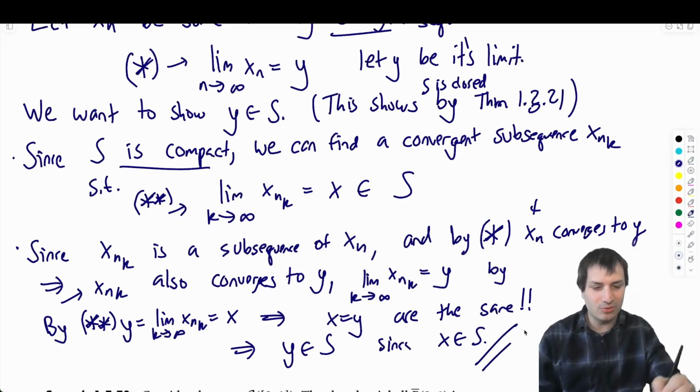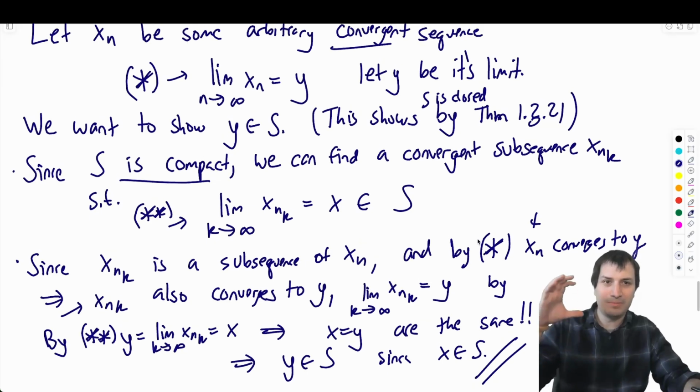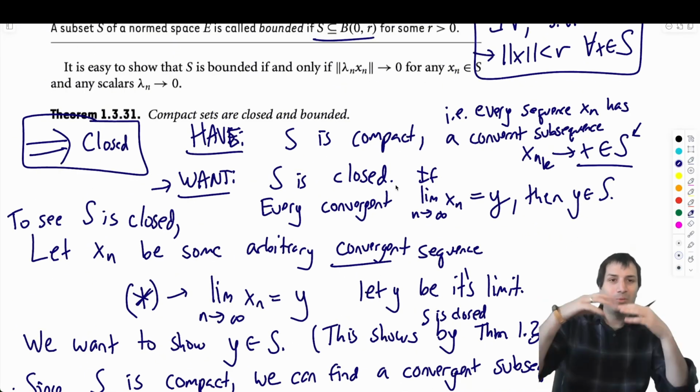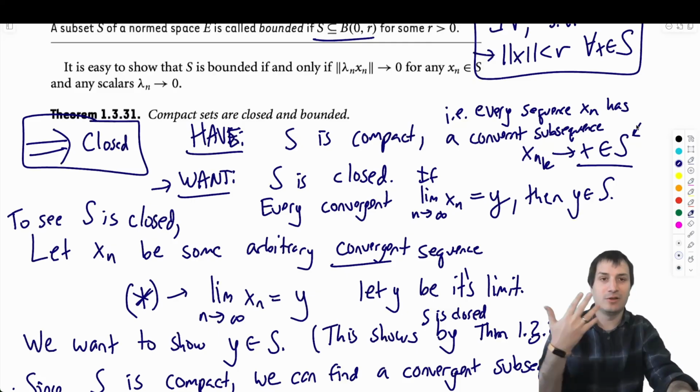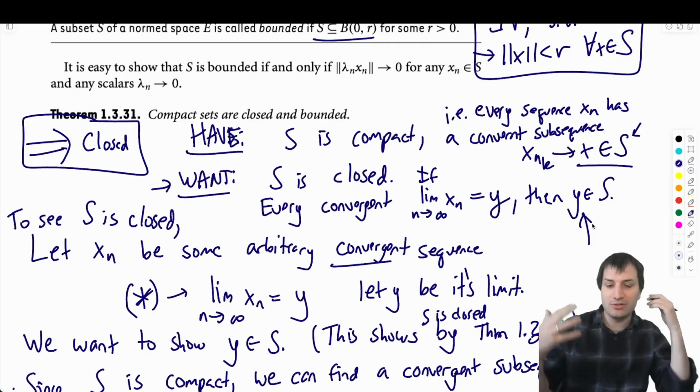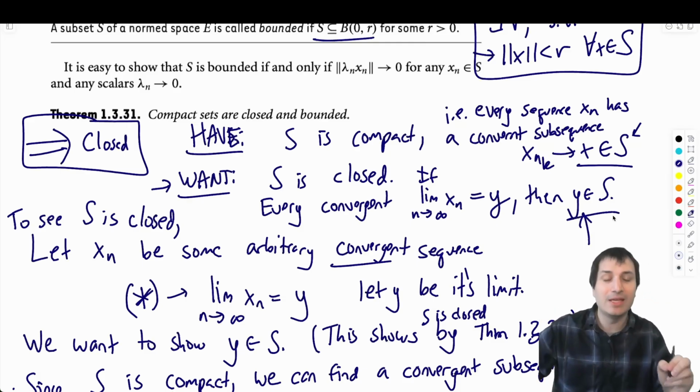Okay, so there you go. So this is exactly the nice proof of the very simple idea going from what we have to what we want. We have that it's compact, so we have convergent subsequences that converge to things in the original set, and we want to prove that it's closed. We want to prove that any limit is in S.